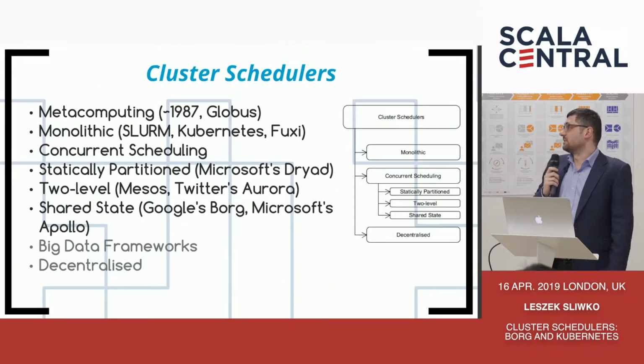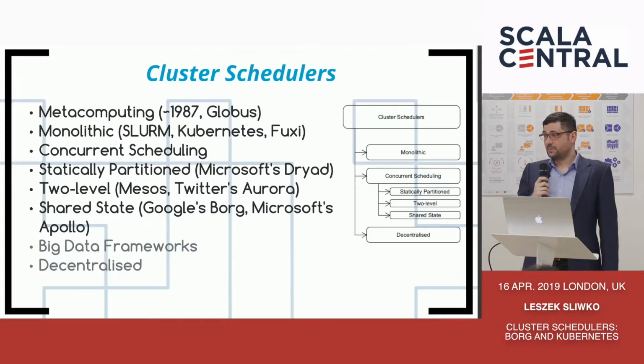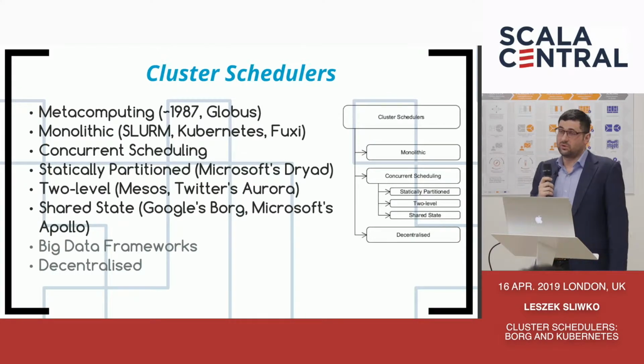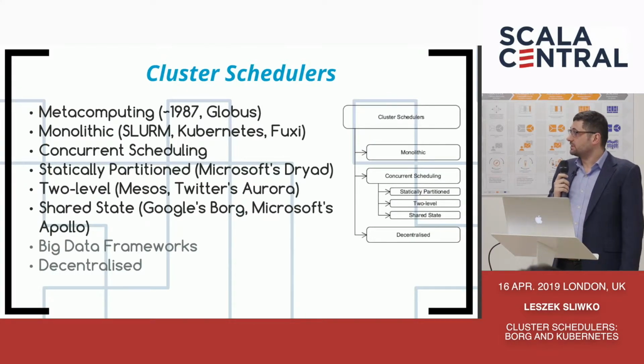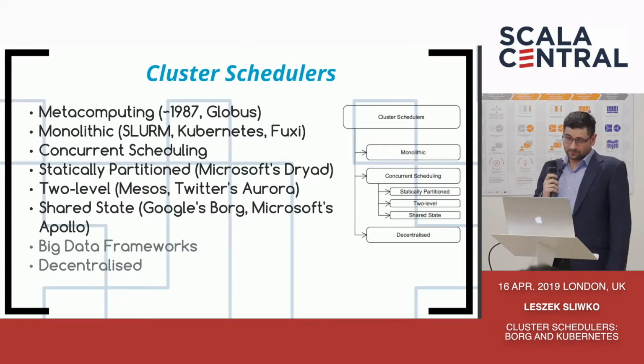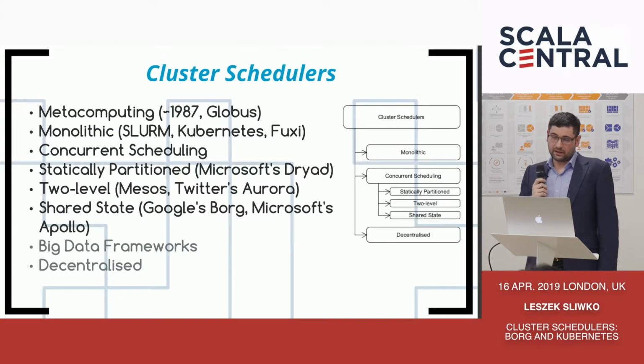What does it have to do with clusters? The first people who worked on clusters used the term metacomputing, introduced in '87, with the first system Globus, another system Condor, HTCondor, which were basically deployed at universities and tried to use the idle stations and do something with them. It evolved, and this was pretty much the base of the first cluster scheduling.